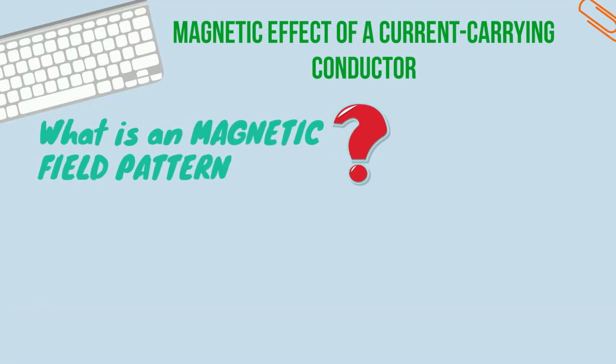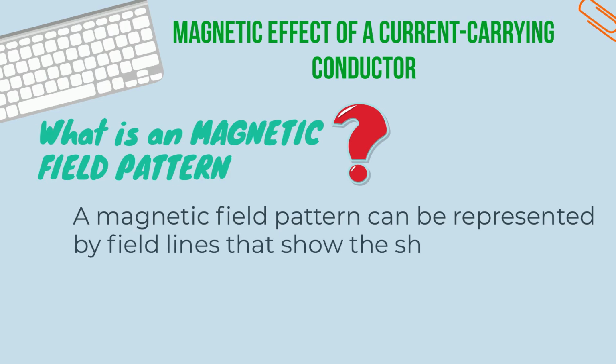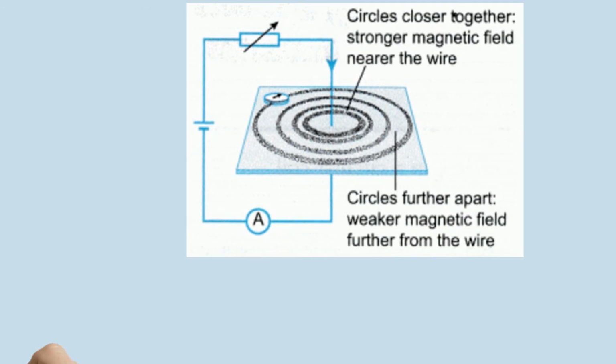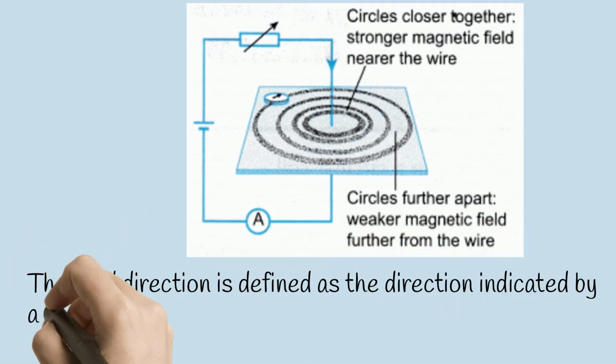By definition, the magnetic field pattern can be represented by field lines that show the shape of the field. Magnetic field lines which are close together represent a stronger field. The field direction is defined as the direction indicated by a compass needle placed in the magnetic field.